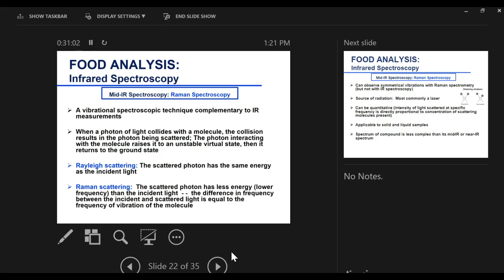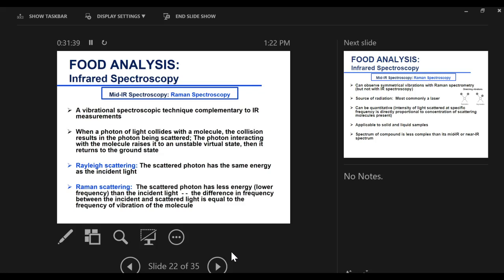So what is Raman spectroscopy? It's really based on the scattering of a photon of light. So we have what is known as Rayleigh scattering and then Raman scattering. Rayleigh scattering is when light hits a sample, a molecule. The molecule gets excited, and then when it gets back to the ground state, it releases a photon of the exact same energy. And that gets scattered, and that's what Rayleigh scattering is.